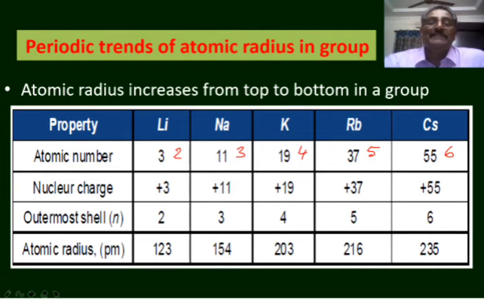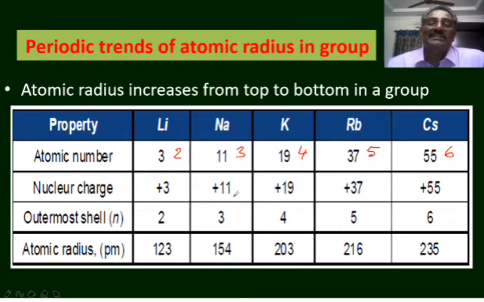As one shell is being added when we move from one element to the next element in a group, the size of the atom gradually increases. Not only the size but also the nuclear charge. Here, the nuclear charge of lithium is 13 units.